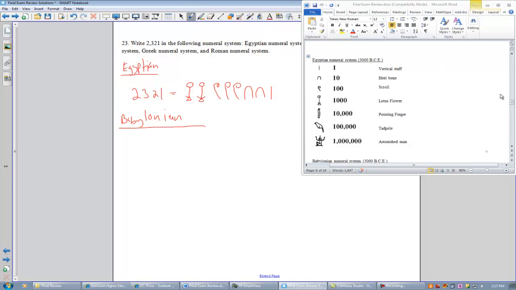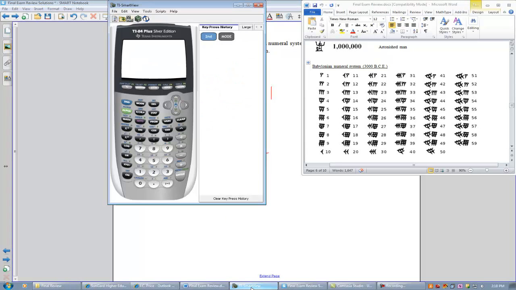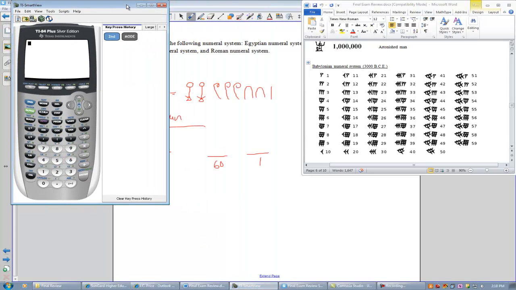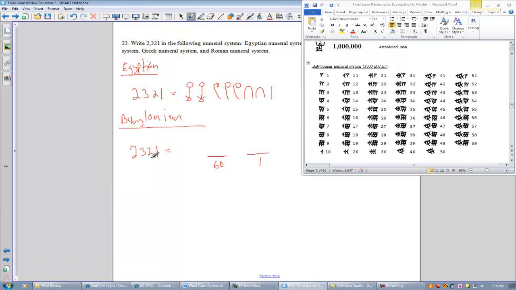All right, so for the Babylonian numeral system, we scroll down here, and here are the Babylonian numerals, and so we have 2,321. And this is actually the hard one. It's so hard because you actually first have to figure out how to write this number base 60. So you have a 1 spot, you have a 60 spot, and then you have a 60 squared spot. But if you notice on your calculator, 60 squared is what? So you take 60 and you square it, so raise to the 2. That's 3,600, and that's too big. 2,321 is a lot smaller than 3,600. So we'll start with 60.